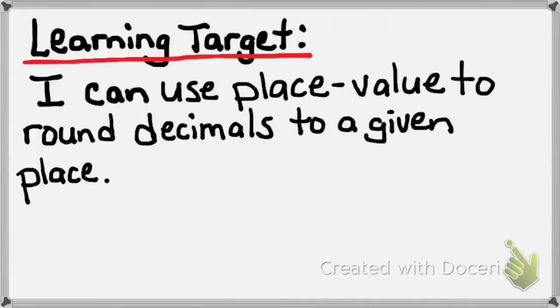So hopefully by now you can confidently say, I can use place value to round decimals to a given place. If not, we will be doing more practice in class tomorrow. If you need the help or the review, please ask us. We will be walking around as always to help you. And hopefully by the end of practice, everybody will confidently be able to say this. Good luck with this lesson.